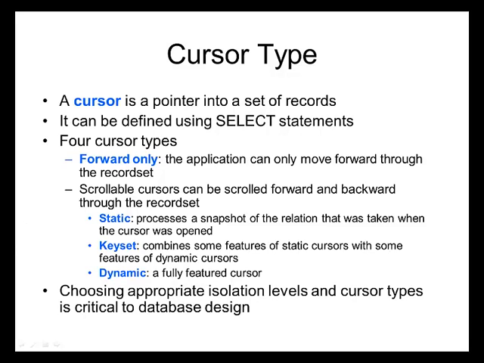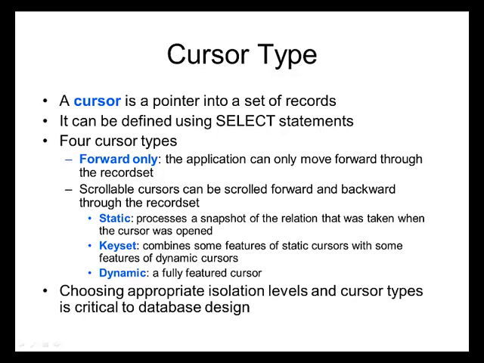There are 4 cursor types. Forward only, where the application can only move forward through the record set, or scrollable cursor, where the application can scroll either forward or backward through the record set. Scrollable has 3 types: the static, the keyset, and the dynamic.